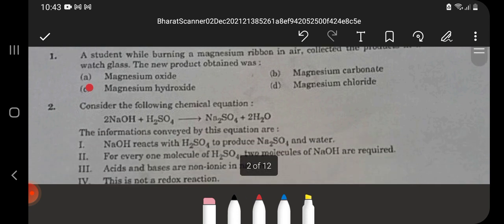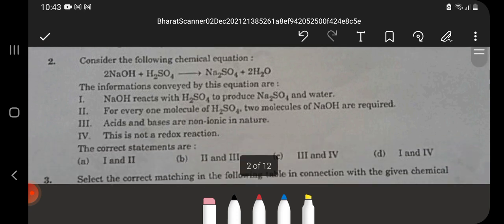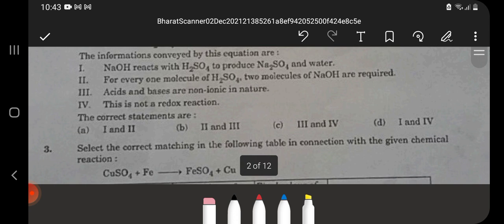Second question. Consider the following chemical equation: 2NaOH plus H2SO4 gives Na2SO4 plus 2H2O. The correct statement, the answer, is A.